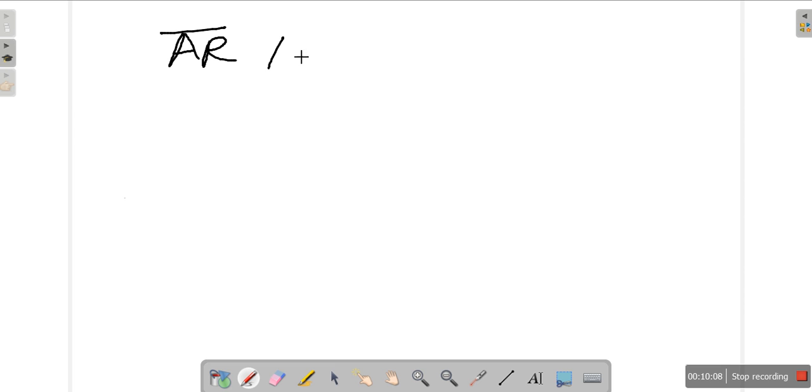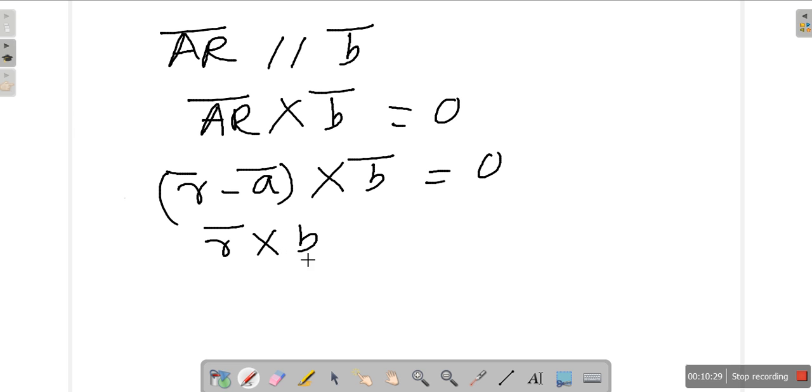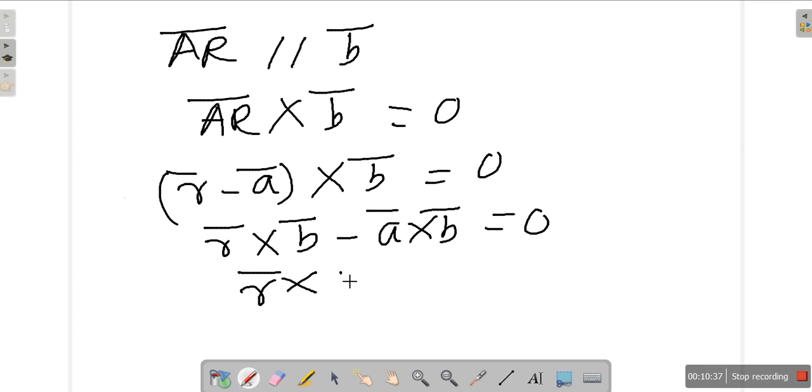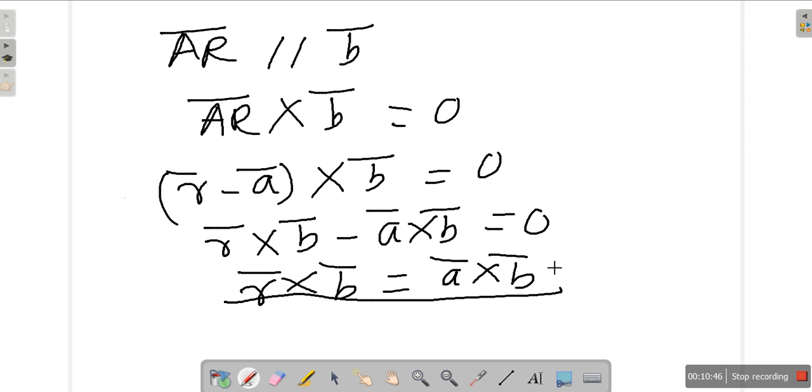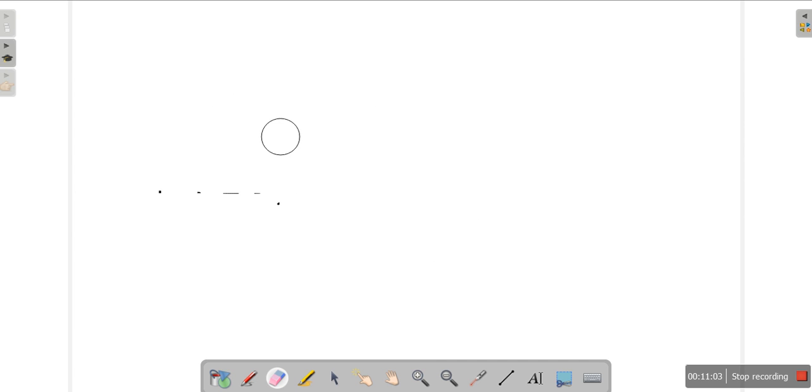So since AR bar is parallel to B bar, then we can say that AR bar cross B bar will be 0, that is R bar minus A bar cross B bar will be 0. So we have another form, R bar cross B bar minus A bar cross B bar equal to 0, or you can say that R bar cross B bar equal to A bar cross B bar. This is another form in which the equation of line can be written. So we have three forms. One is a vector form, other is a Cartesian form, and this is one more form in the form of the cross product.